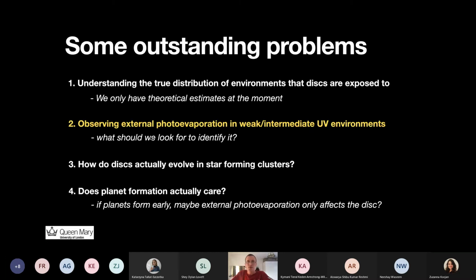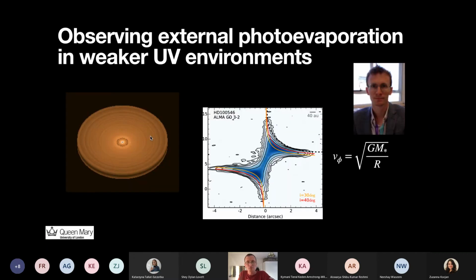Number two, observing this evaporation in intermediate and weak UV environments. So how can we do that? Unfortunately, the signatures that we're coming up with are fairly complicated to explain, but I'm going to do my best to illustrate the main gist. Here we have a model of a disk, and you can imagine that it's spinning around like this. If you were looking at this, the material on this side is going to be Doppler shifted so that it looks more blue. It's coming towards us.